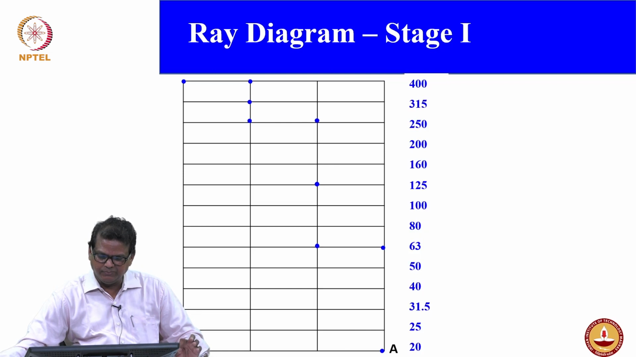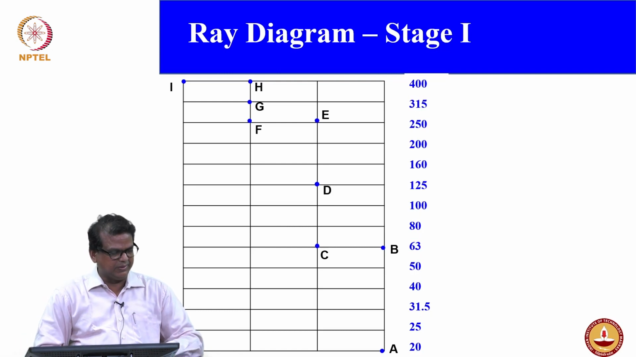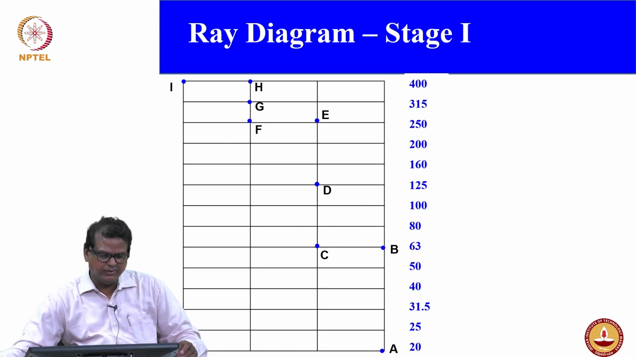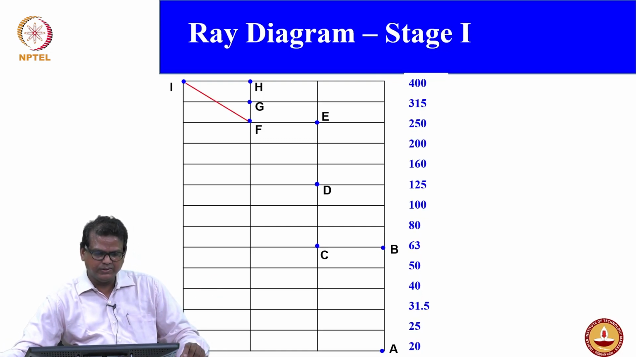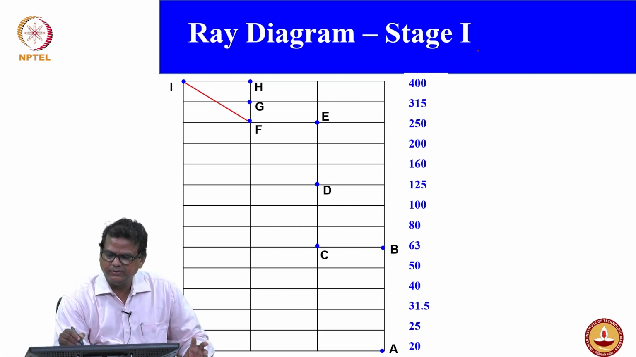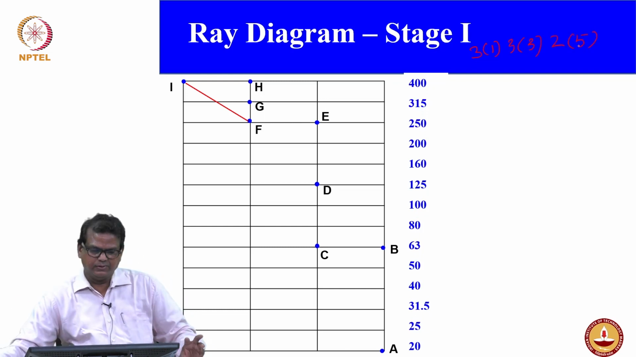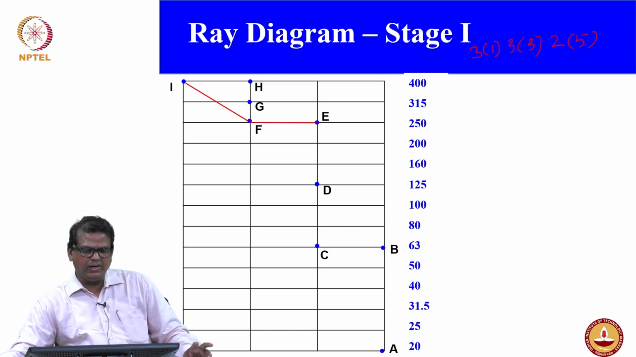Right, I can name them A, B, C, D, E, F, G, H and I, for our own convenience. Yeah. So now let's try to connect them. When you connect the one input speed, you will have 3 output speeds: 3 of 1 and 3 of 3 and 2 of 5. Okay, we will see that. That should give me 3 output speeds.